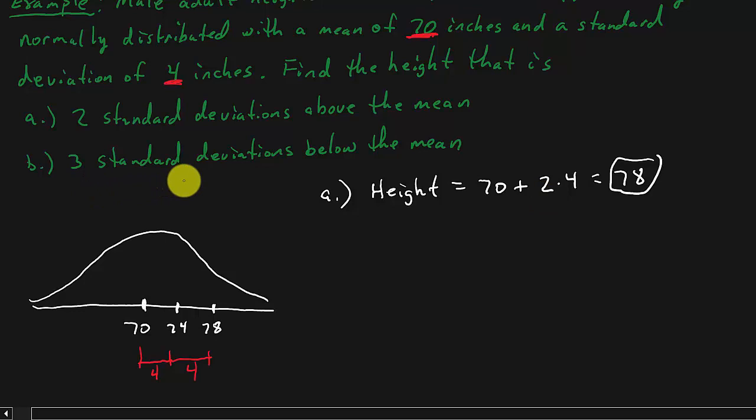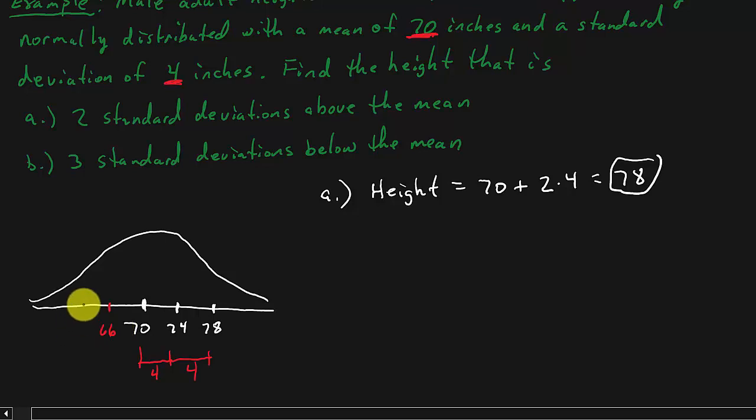All right. Well, what about this? 3 standard deviations below the mean. Well, look, you can draw it out. Let's do it in red. So if I go below the mean, 4, that would be what?